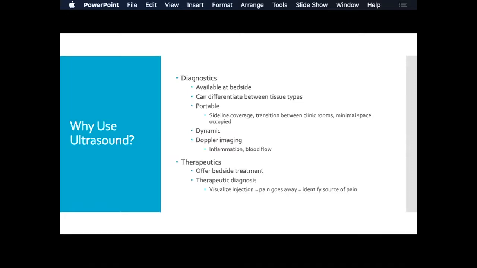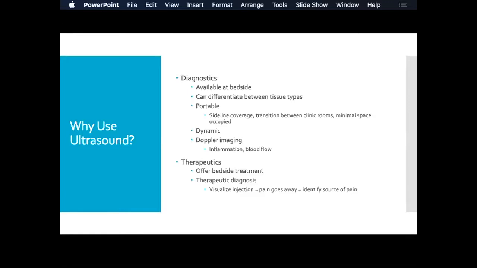It's dynamic, so we'll talk about this with some of the things we'll be looking at. Unlike a lot of imaging modalities, I can move a patient's extremity and watch as a ligament is stressed, or a tendon moves with the muscle, something that you can't do with a lot of imaging types. And also Doppler imaging along with that, looking for increased blood flow, arteries versus veins, and inflammation.